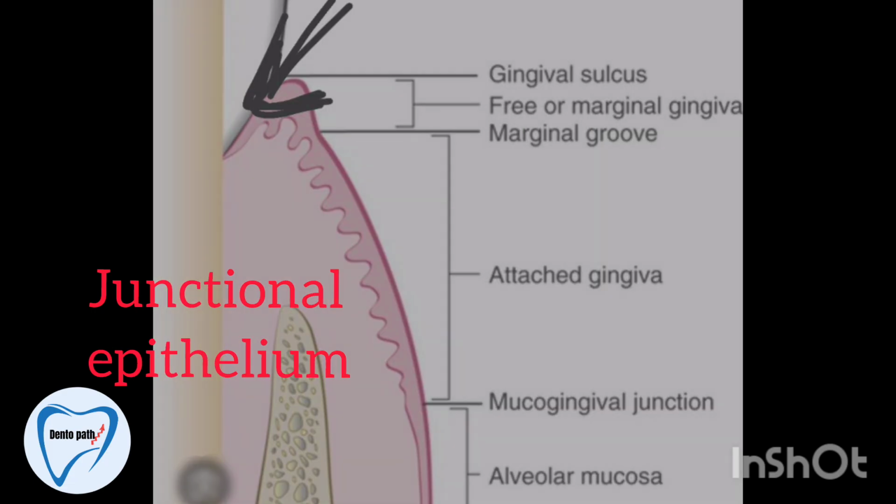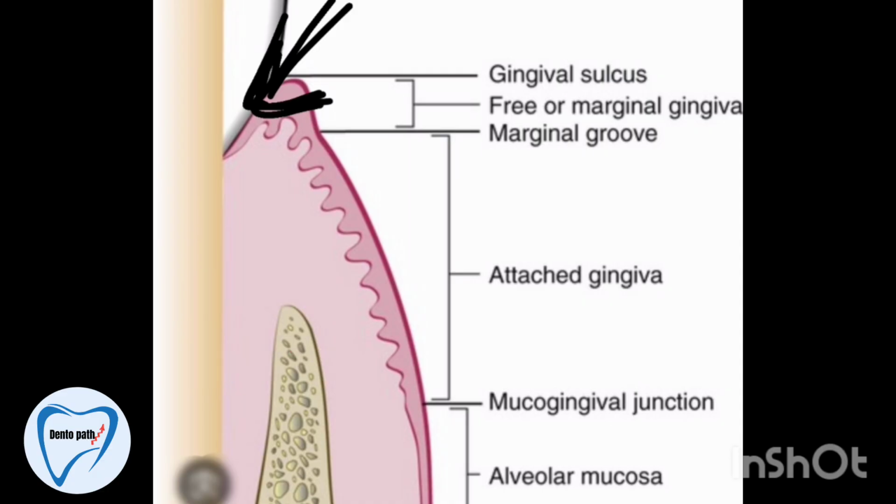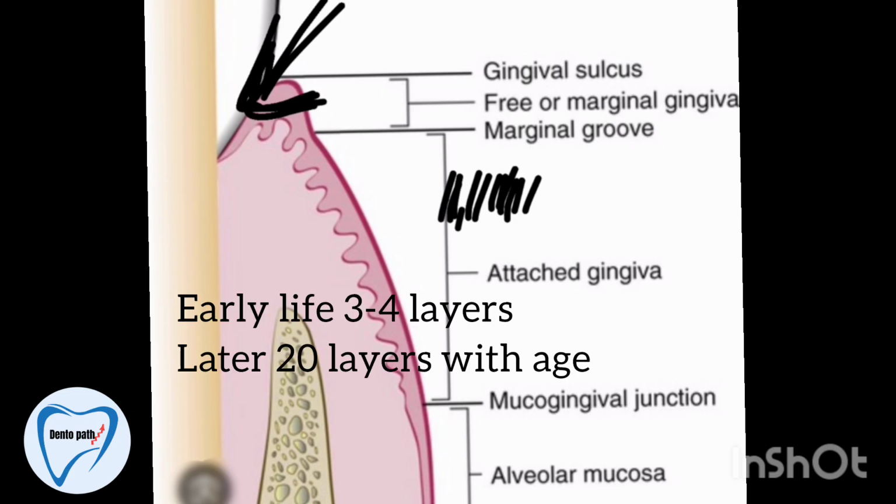Now, the junctional epithelium. The junctional epithelium consists of a collar-like band of stratified squamous non-keratinized epithelium. The junctional epithelium varies in the number of layers according to age. It is 3 to 4 layers thick in early life. It increases with age, and 10 or even 20 layers can be present later.